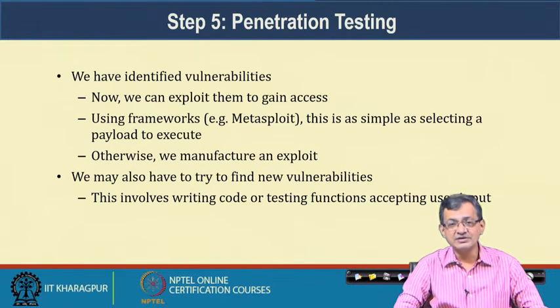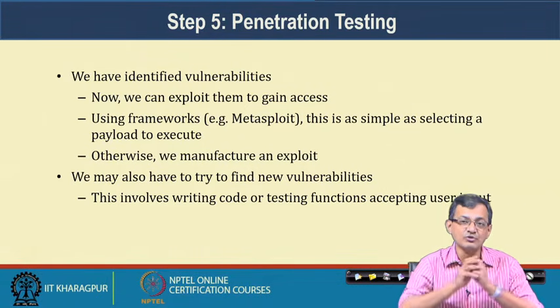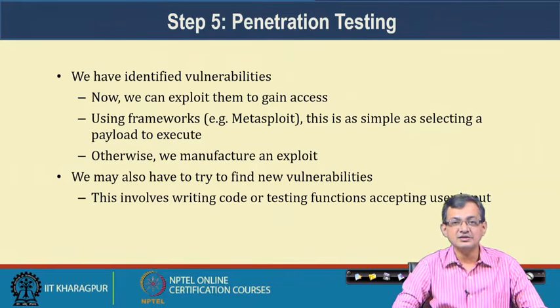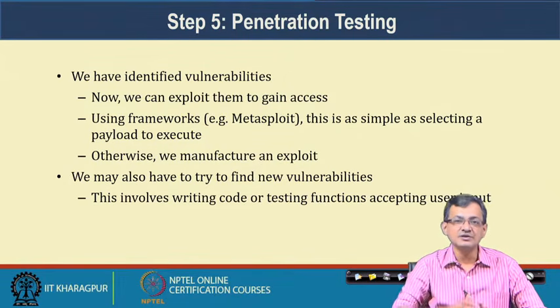Identify the vulnerabilities. Once the vulnerability is identified, we can exploit it to gain access using a framework like Metasploit. This is as simple as selecting a payload to execute. Otherwise, we manufacture or generate an exploit. There are different exploits for which there is no per se prevention. These are what we call 0-day exploits. There are so to say quote unquote costly exploits. Those things are there, but once we learn, then we go on patching.